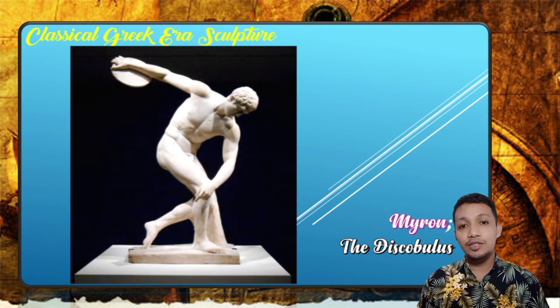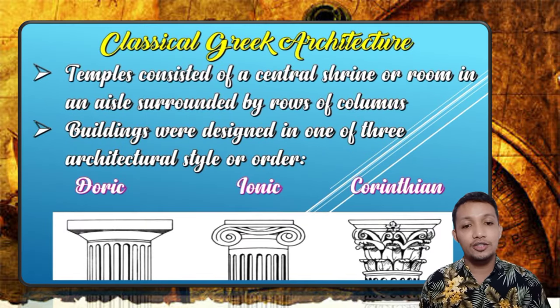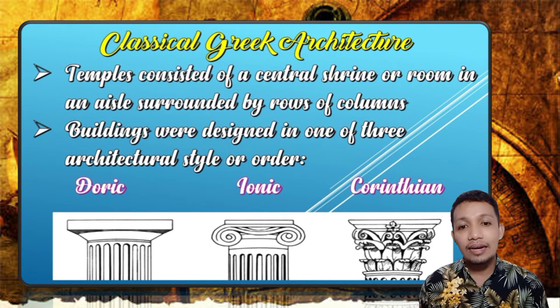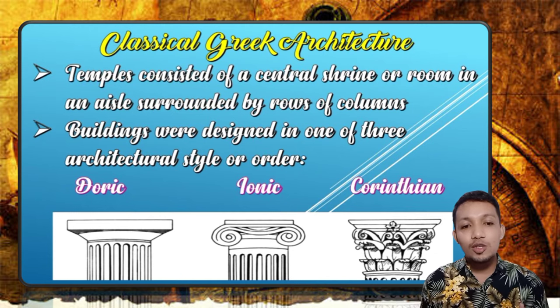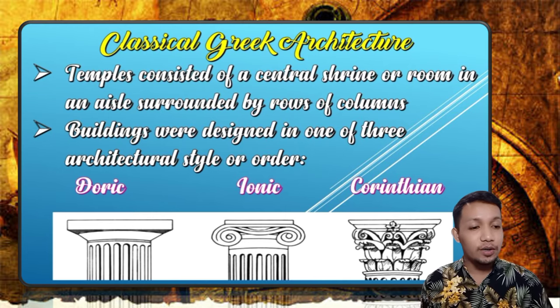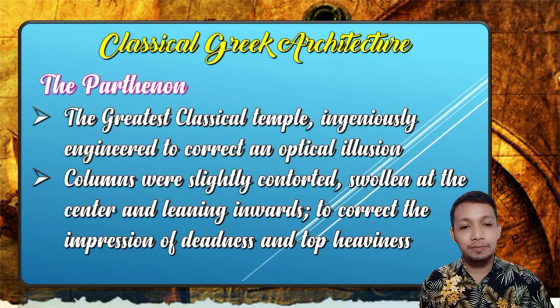And now let's proceed to classical Greek architecture. Temples consisted of a central shrine or room in an aisle surrounded by rows of columns. Buildings were designed in one of three architectural styles or orders. These are the Doric, Ionic, and Corinthian orders.